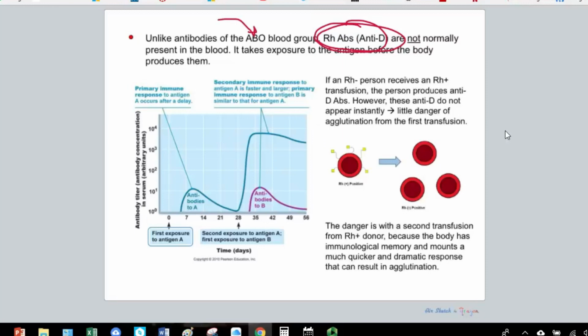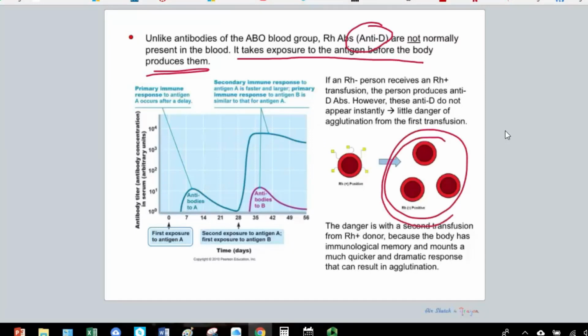The antibodies associated with the ABO group, anti-A and anti-B, are present in the blood initially. Those are always circulating around in the blood, looking for improper blood cells. That's not the case, I should say, with what I imagine is most antibodies, and also with this anti-D antibody. These are not normally present in the blood, and instead it takes exposure to the antigen before the body produces them. So let's look at a scenario here.